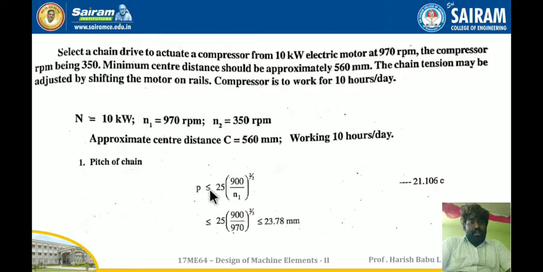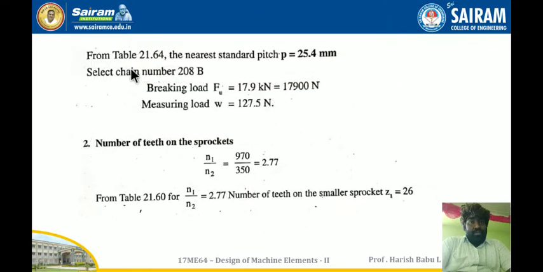So P less than or equal to 25 into (900 by N1) all to the power of 2 by 3, equation number 21.106C. So I'm going to substitute N1 value as 970. I'm going to get value as 23.78 mm. So from the table 21.64, the nearest value for that will be 25.4 mm. So I'm going to take that.